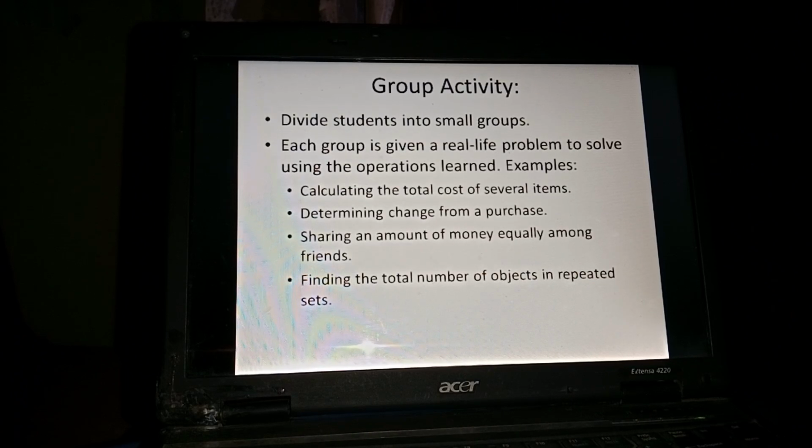Group activity. Divide the students into smaller groups. Each group is given a real-life problem to solve using the operations. Example, calculate the total cost of several items. Determine the change from a purchase. Sharing an amount of money equally among friends. Finding the total number of objects in repeated sets.